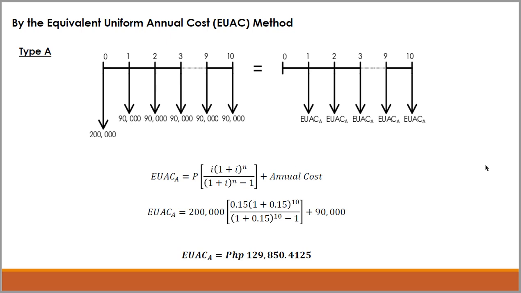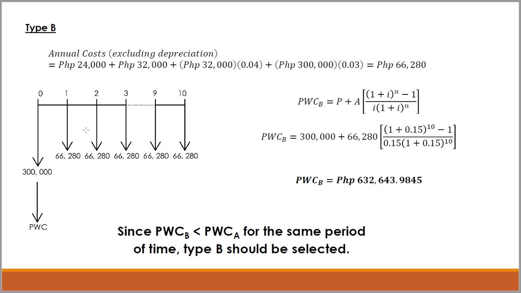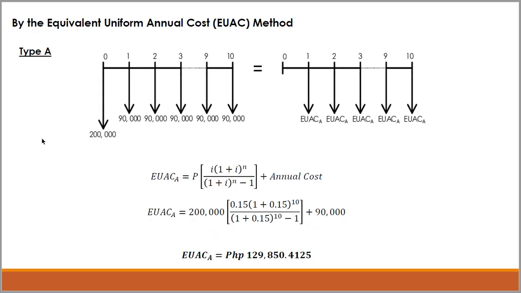Okay? So, in our previous method, we converted the annual cost to present cost. In the next method, we will convert the principal, our first cost, into an equivalent uniform annual cost. We'll add later our annual cost. So for type A, this is our cash flow diagram for type A. This is from our previous method. We have already solved the annual cost earlier.